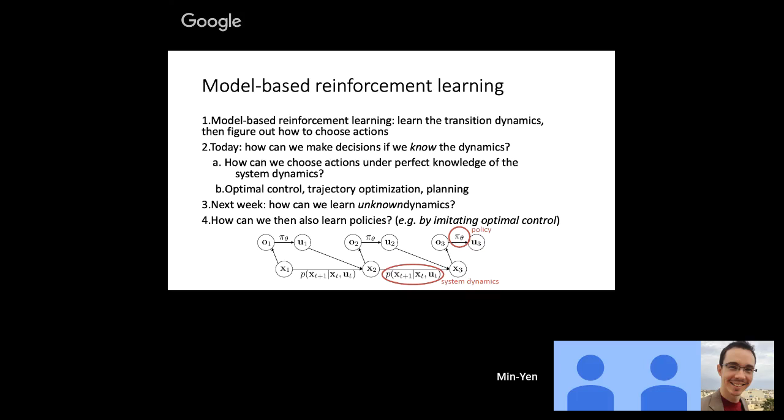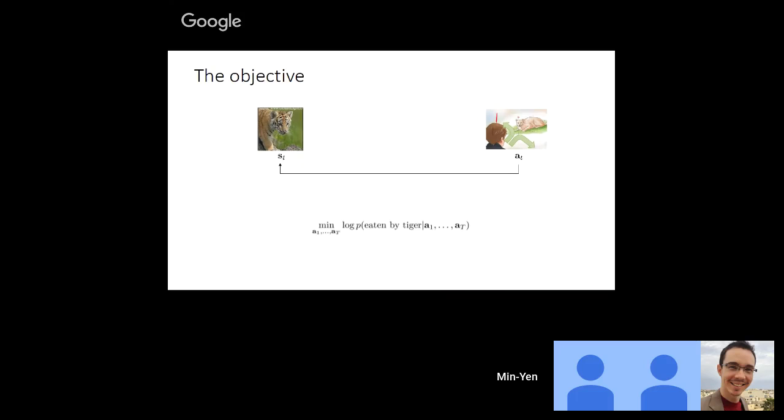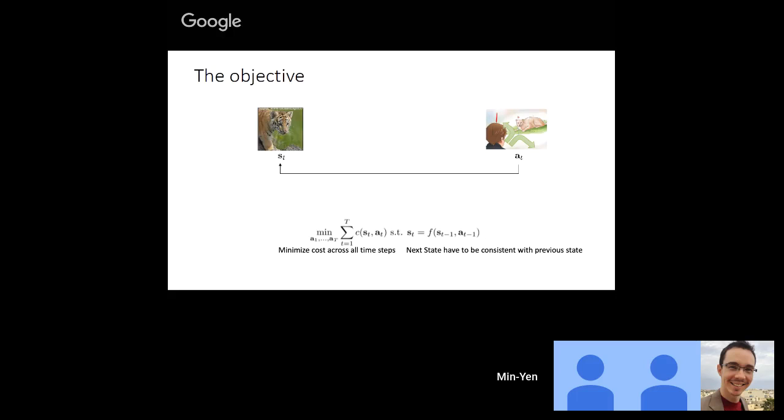Yeah, okay. So back to the recap of our objective in reinforcement learning. Our objective is to minimize the probability of us getting eaten by the tiger in a time step. We don't want to get eaten by a tiger in this example. So the overall objective is to try and minimize the probability of us getting eaten by a tiger in all time steps. And we want to constrain it so that our next state is consistent with the previous state, so you don't skip states. So it's just that we can transition. That's the objective, and it should be relatively simple to understand.